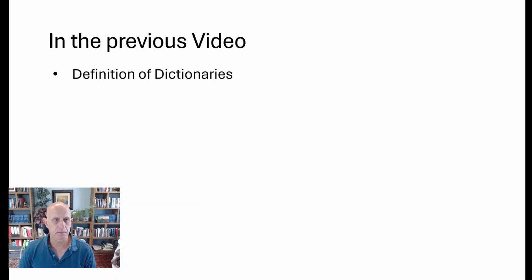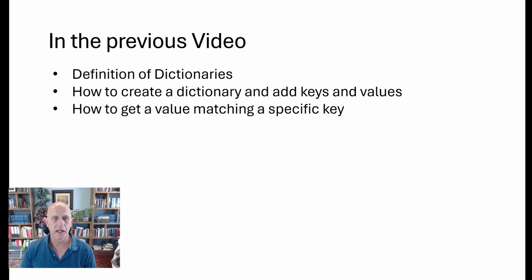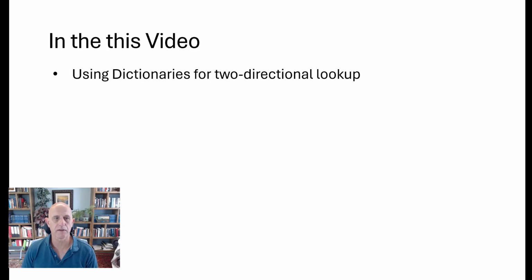As I said in the previous video, we looked at the definition of dictionaries. We showed with a hands-on demonstration how to create a dictionary in C# and how to add keys and values to your dictionary. We also looked at how to get a value matching a specific key. Now in this video we are going to have a look at using dictionaries for two-directional lookup, which is a very important technique which I will be using in some of the follow-on videos where we are actually going to read data from Excel and then use that data to do something useful.